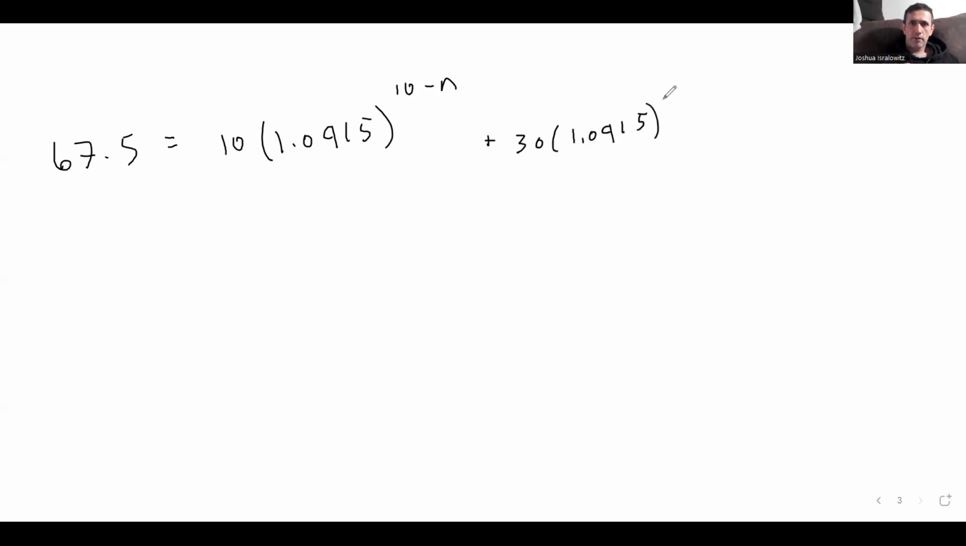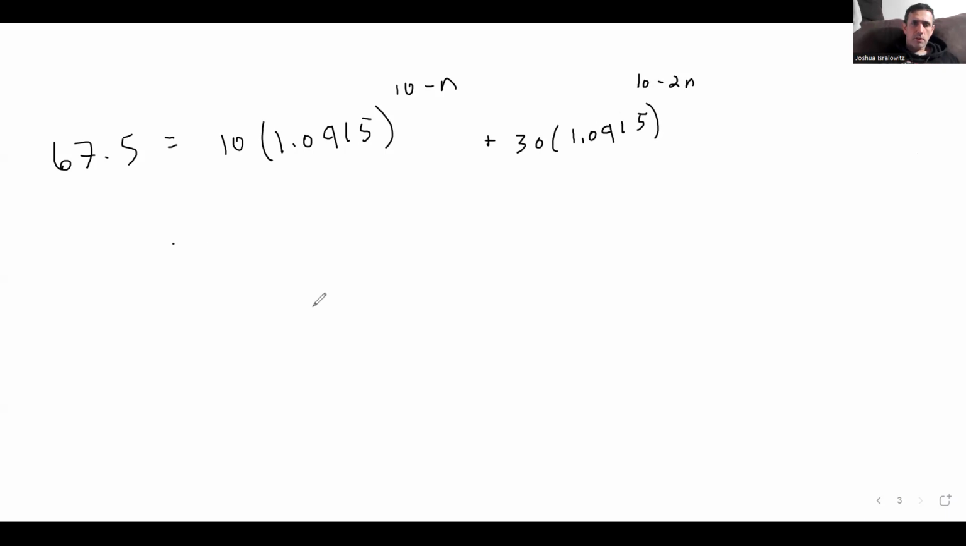So the two accumulated values are the same. We conclude that Joe's accumulated value is equal to Tina's, both after 10 years. So 67.5 times 10, 1.095 to the 10 minus n, 915, plus 30 times 1.0915 to the 10 minus 2n.